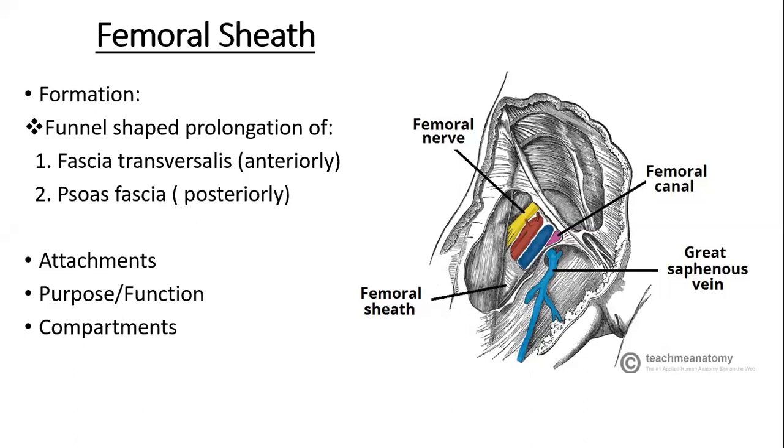Different terms, different words can be asked in the question to ask the same thing, right? So listen to my terms and words very carefully and keep in mind the different synonyms I use for different words. So funnel-shaped prolongation, funnel-shaped elongation, funnel-shaped extension of what? Two fascia. Fascia transversalis forming the anterior layer of the femoral sheath and psoas fascia forming the posterior layer of the femoral sheath.